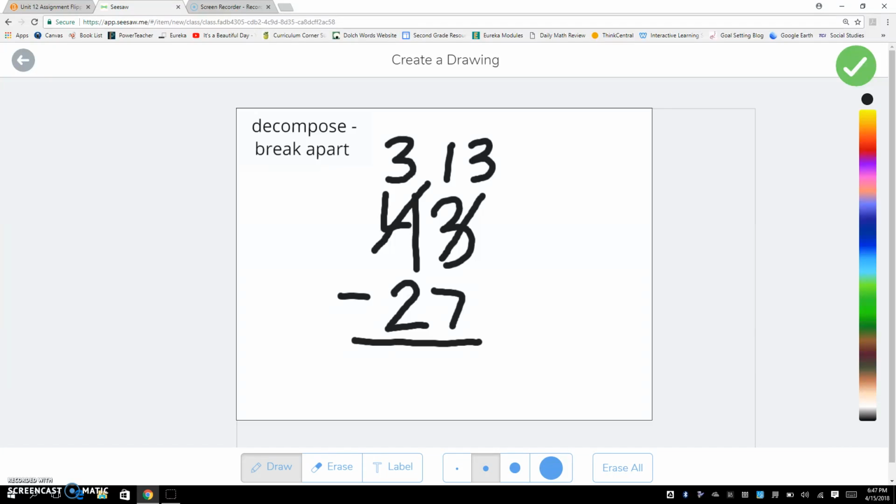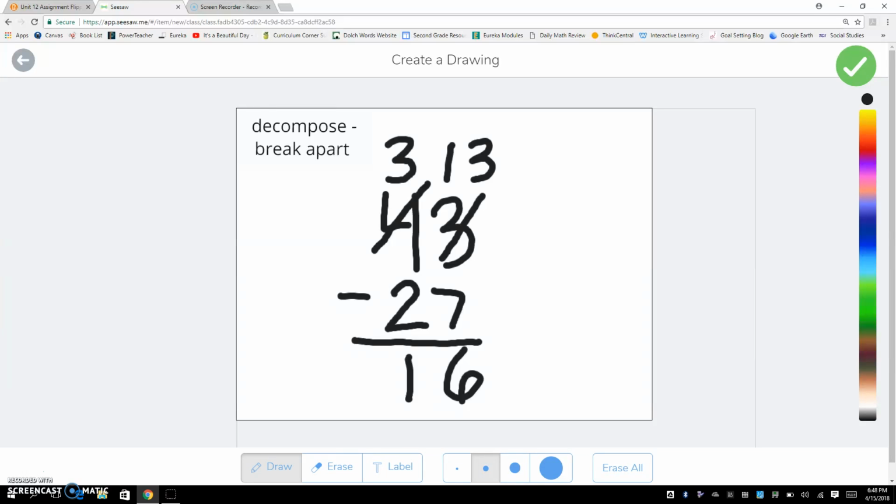So again, I crossed out the 4 in the tens place so that I could take a 10 away and decompose it or break it apart into its 10 ones. I move those 10 ones over into the ones place, so now instead of 3 ones, I have 13 ones. Let's subtract. 13 minus 7 is 6, and 3 minus 2 is 1. So the answer to our problem, 43 minus 27, is 16. And there you have it. That's how you subtract if you need to decompose the tens to get more ones.